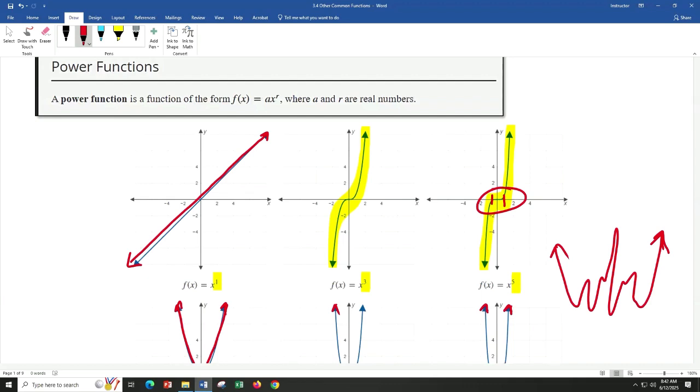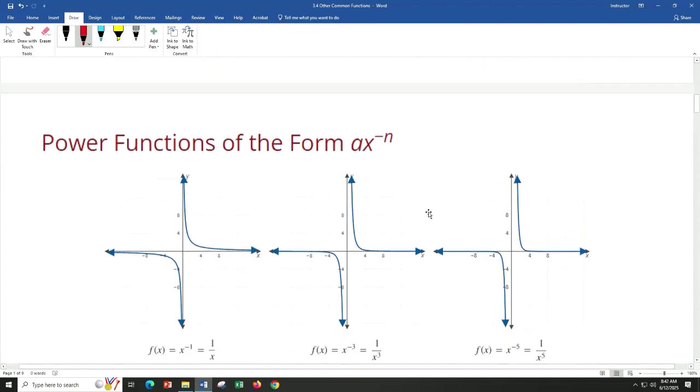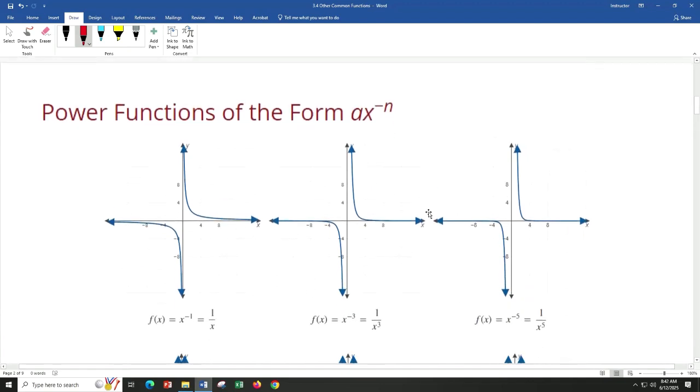Find the pattern. It'll make all this a lot easier. All right, well, how about this one? Power functions of the form a to x to the negative n. Remember, you have a rule for this. A to the negative n is equal to 1 over A to the n. Remember that?